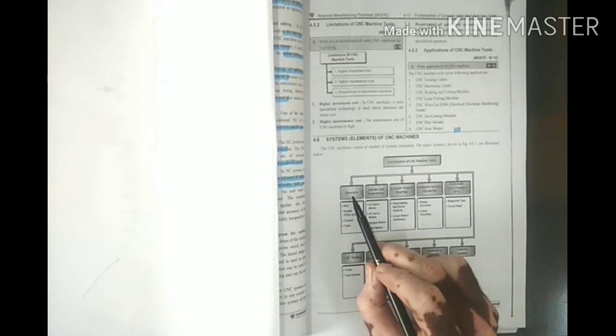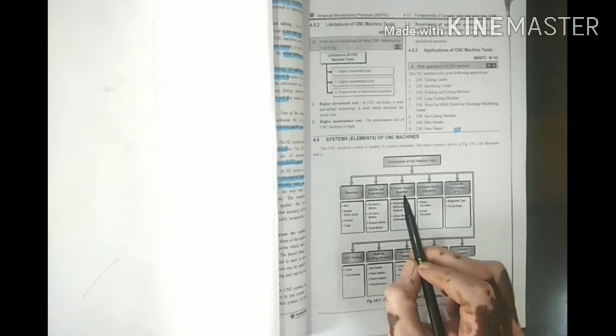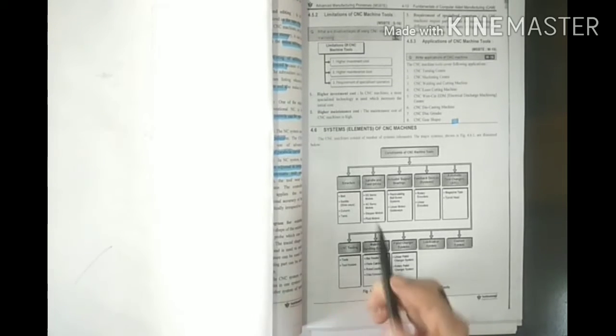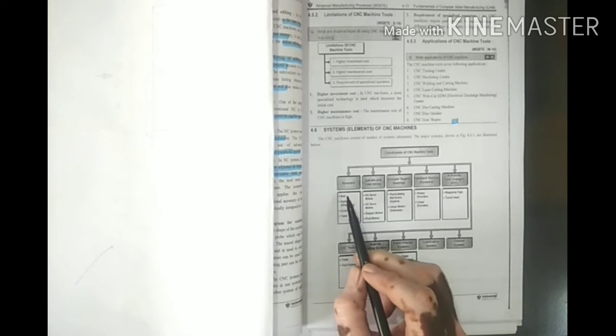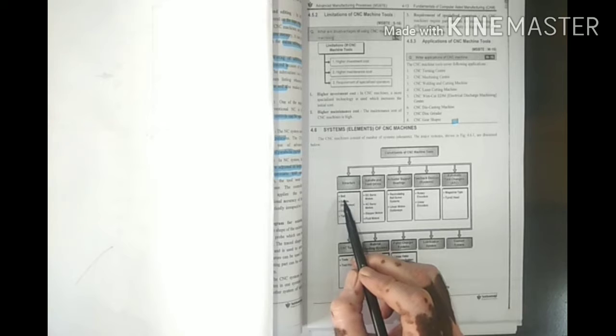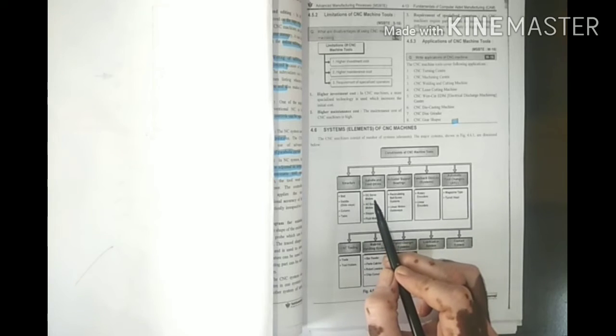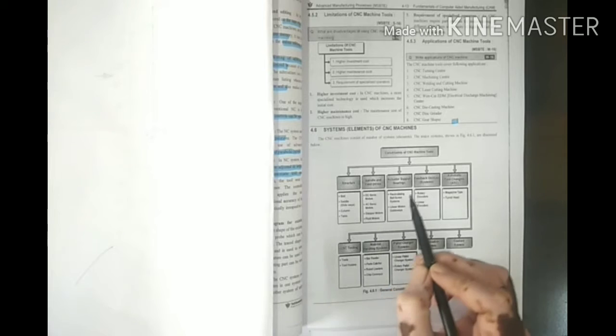CNC machine having the elements: structure, spindle and drives, actuator support, feedback devices, automatic tool changers, CNC tooling, material handling system, pallet changer, lubrication system and coolant systems. So first, in structure we will see bed, saddle, slide base, column and table. Spindle and feed drives: DC servo motors, AC servo motors, stepper motors, fluid motors.